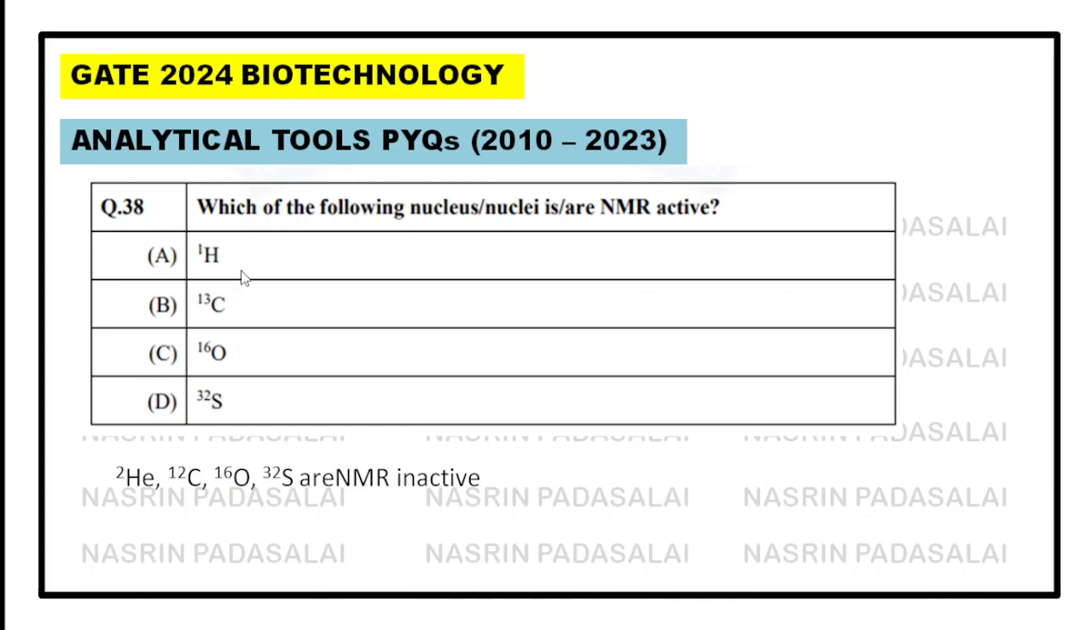So usually the correct answer for this question is option A and option B. A nucleus should contain an odd number of protons or neutrons; only then is it NMR active. If you take these, they have even numbers, so they are NMR inactive. Now tell me in the comment section what other NMR active nuclei there are.